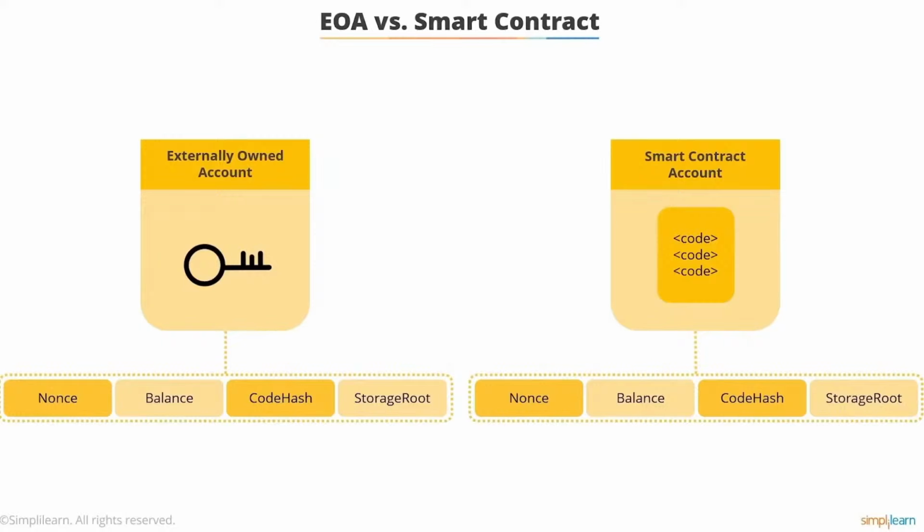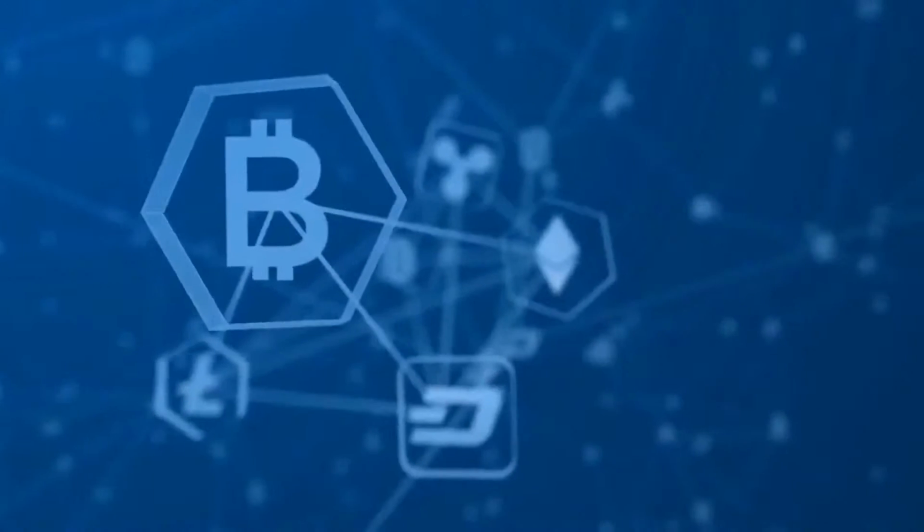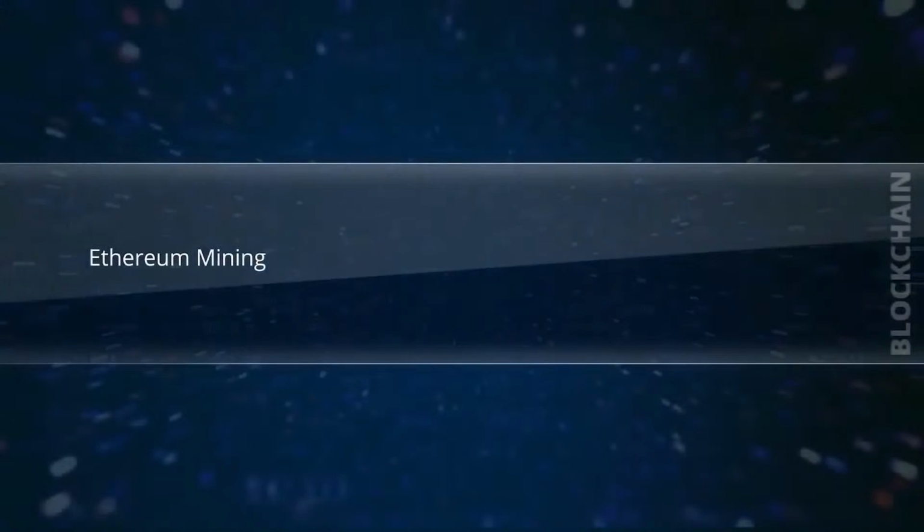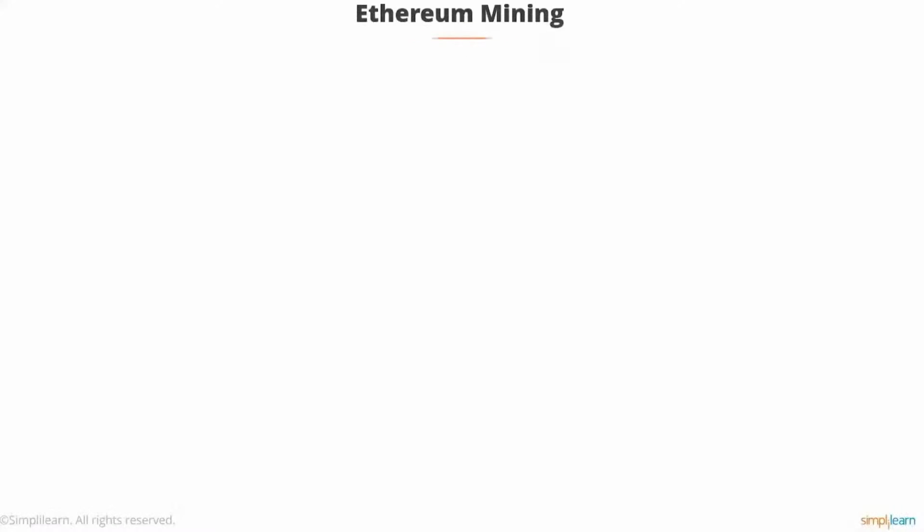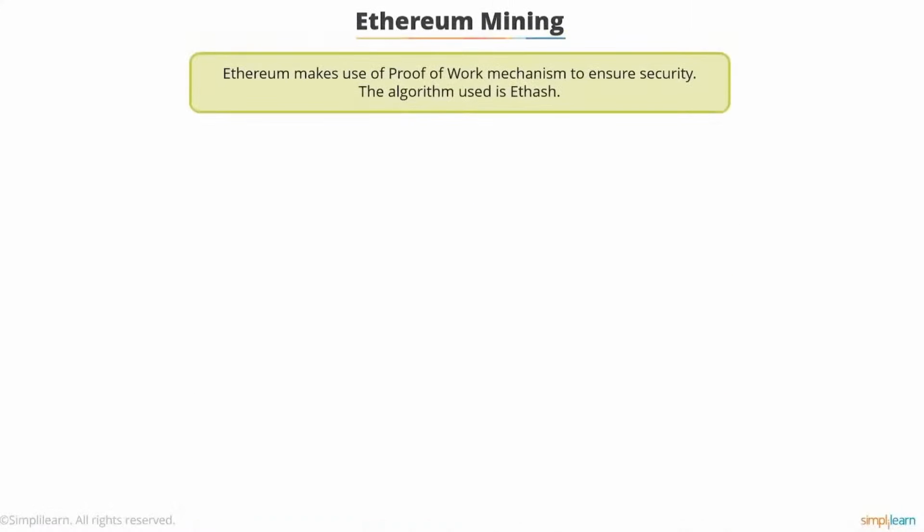Let's understand the process of mining now. Ethereum mining. Ethereum makes use of proof-of-work mechanism to ensure security. The algorithm used in Ethereum is called Ethash. Each time an Ethereum transaction is made, a miner is responsible for ensuring the authenticity of information and updating the blockchain with the transaction. Let's consider an example where Bob wants to send 1 ETH to Alice.